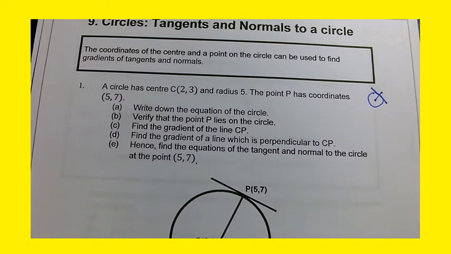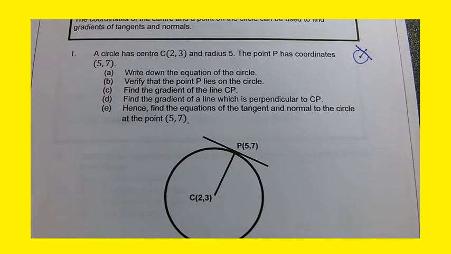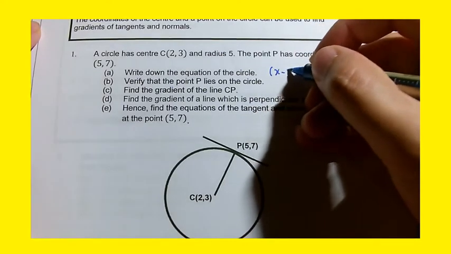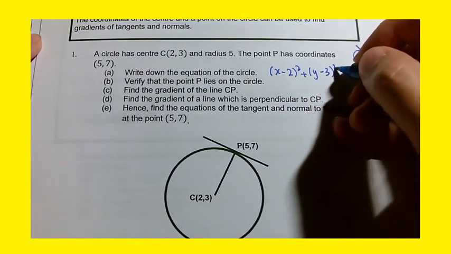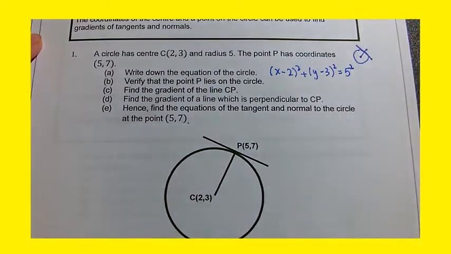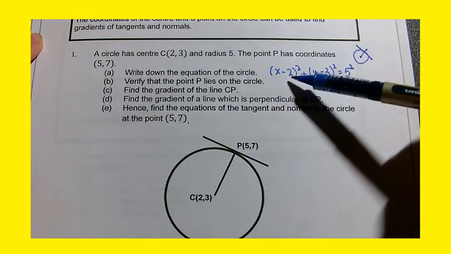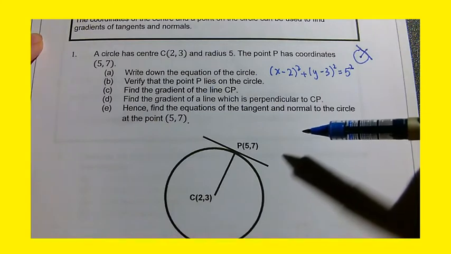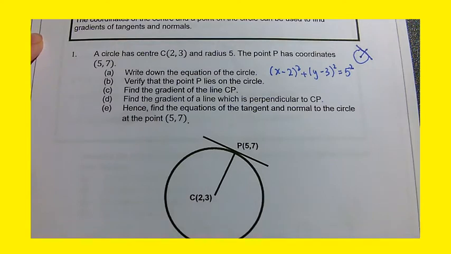So let's look at question 1, part A. A circle has centre 2, 3 and radius 5. Write down the equation of a circle. Well, using the skills from the first video in circles, we should be able to do this fairly straightforward. Okay, so the equation of a circle, x minus a squared, x minus 2 squared, y minus b squared, y minus 3 squared equals 5 squared. Okay, so we've got the equation of it.